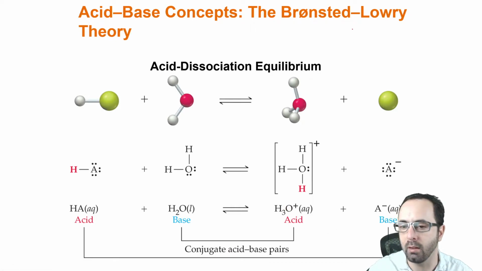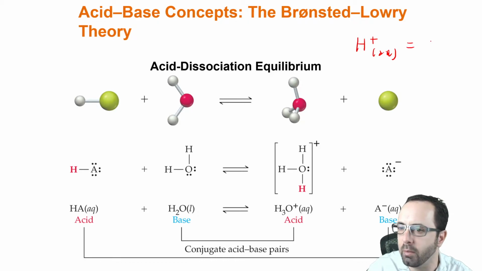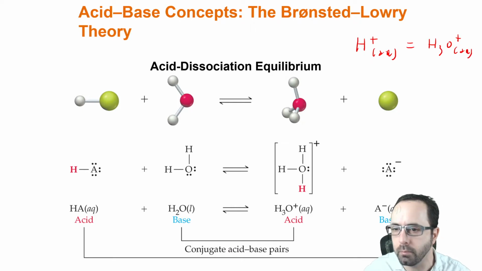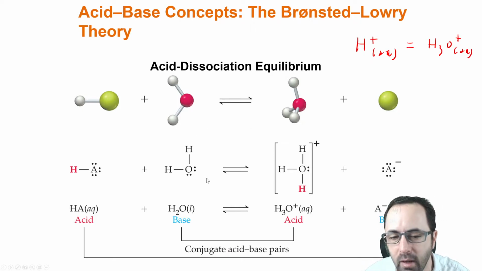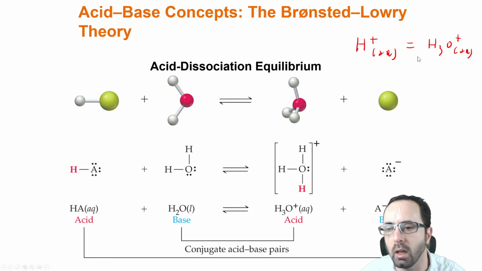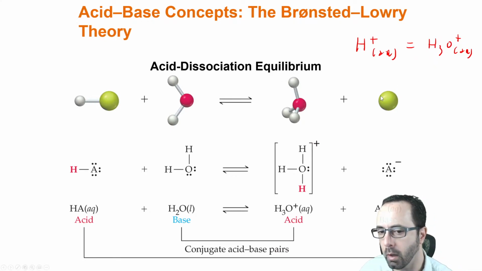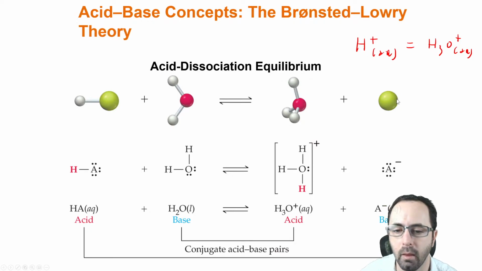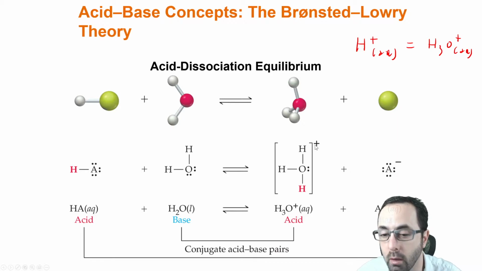And by the way, in terms of general terminology, if we have an aqueous H+ ion, this is essentially the same thing as saying we have a hydronium ion. Because if an H+ is floating around in water, it's probably stuck to a water molecule like this. So these are often used interchangeably, a proton or a hydronium ion, because an aqueous proton is generally going to be in the form of a hydronium ion.